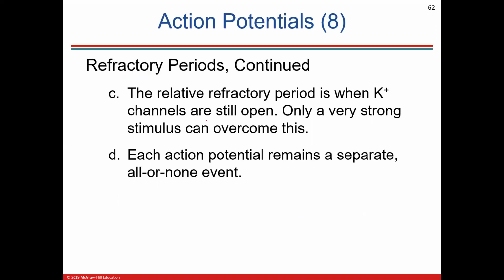The relative refractory period is when the potassium channels are still open, like during repolarization. So a very strong stimulus during repolarization can get another action potential. But again, each action potential still remains separate. One action potential is one action potential. So the relative refractory period means that with a very strong stimulus, you'll get another action potential. But most of the time you won't. So it would have to be very strong.